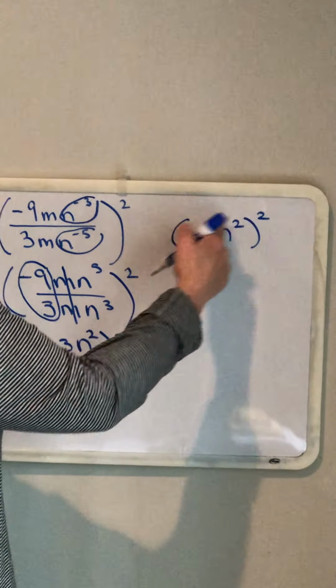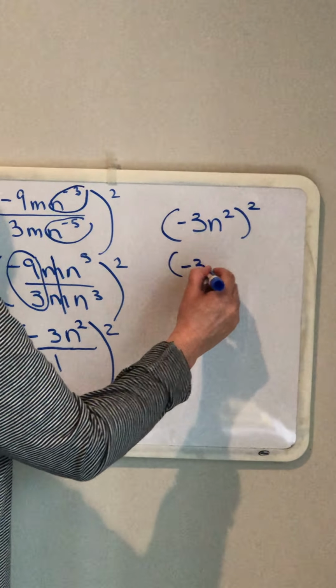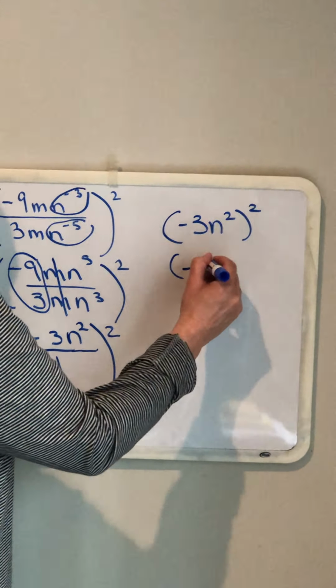Now I can just distribute the power. So I have negative 3 to the 2nd and n to the 2nd to the 2nd. Negative 3 to the 2nd means negative 3 times negative 3, that is positive 9. And the inner outer exponents multiply to make n to the 4th. And that is number 7.